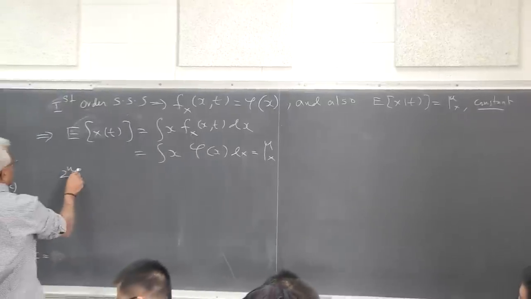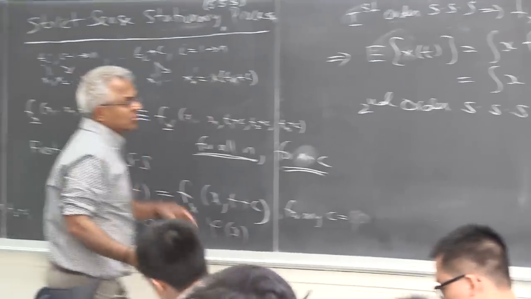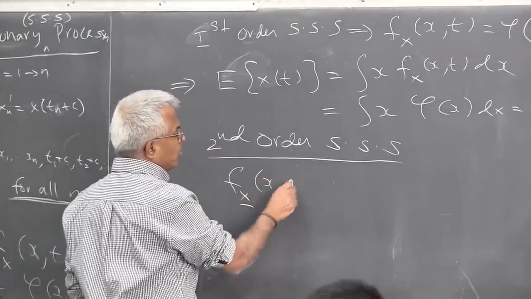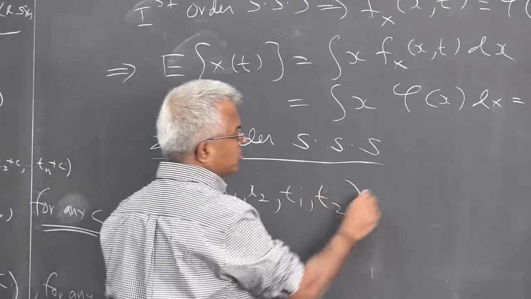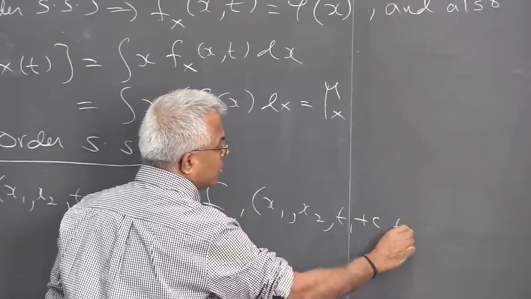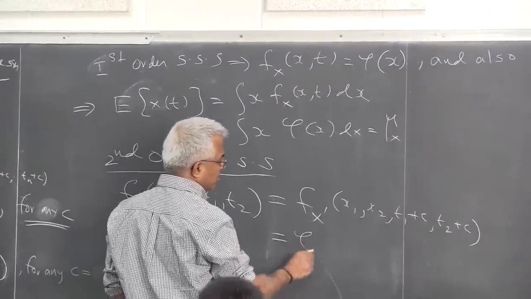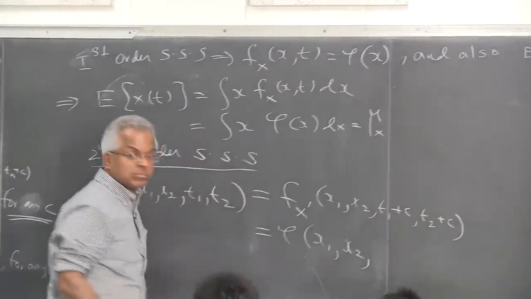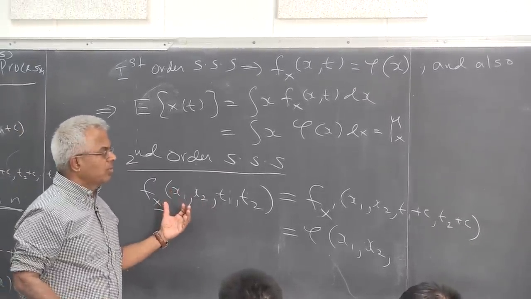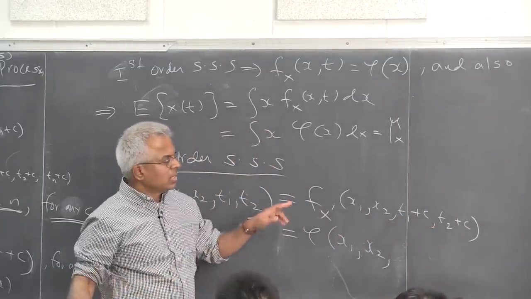So let's look at second order strict stationary processes. From here, you put n equal to 2. So if n is 2, you have fX(x1, x2; t1, t2) must be the same as fX(x1, x2; t1 plus c, t2 plus c) for any c. What can you conclude from here? Of course, it's a joint density function, whether at t1 and t2, or at t1 plus c and t2 plus c, it should be identical for all values of c.